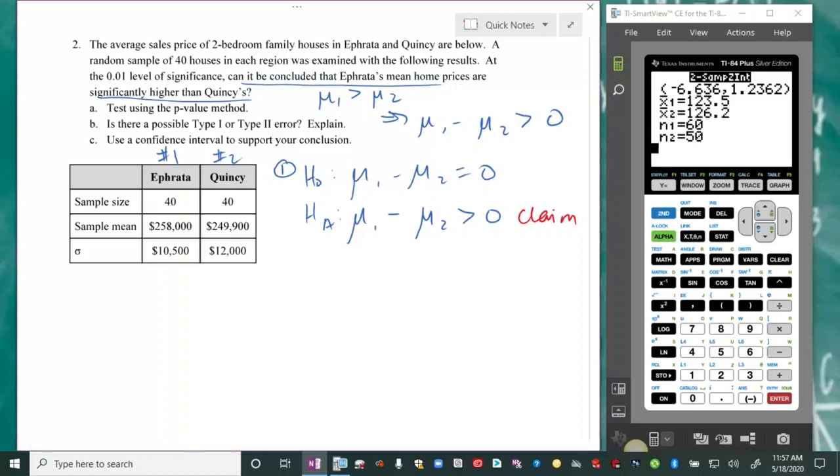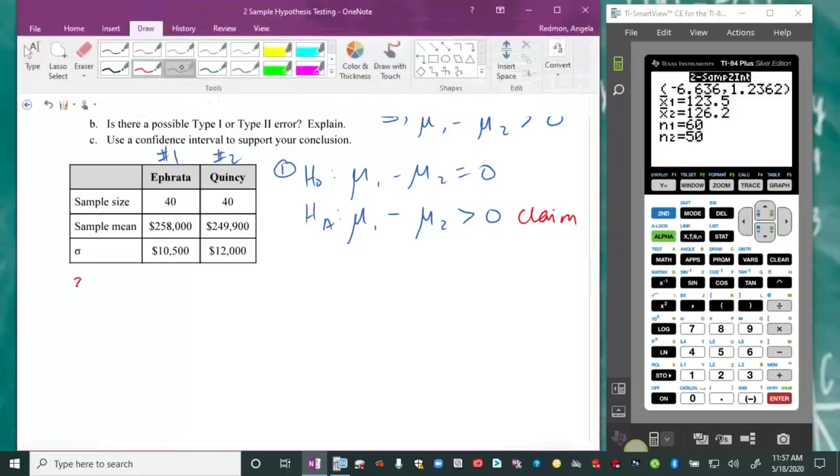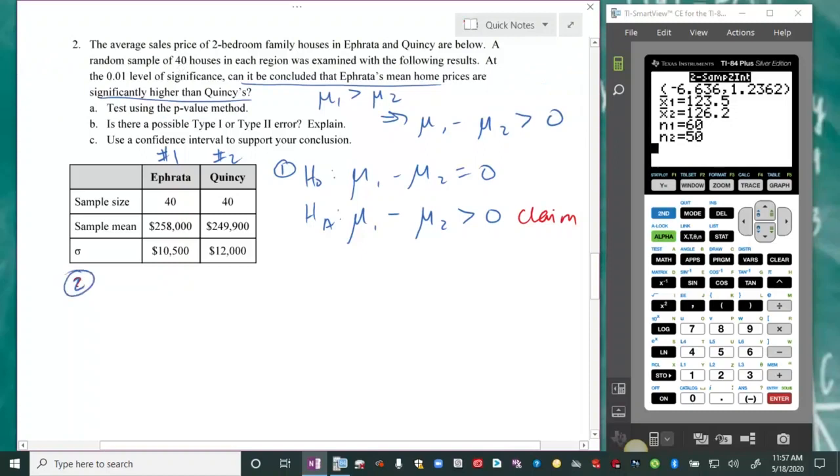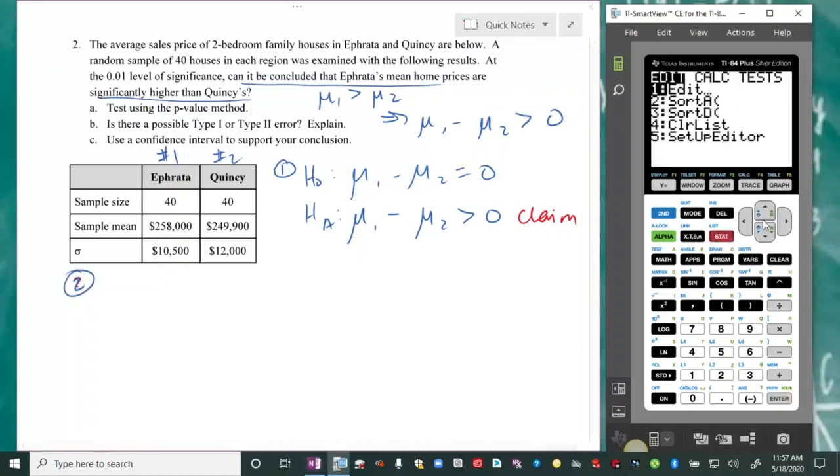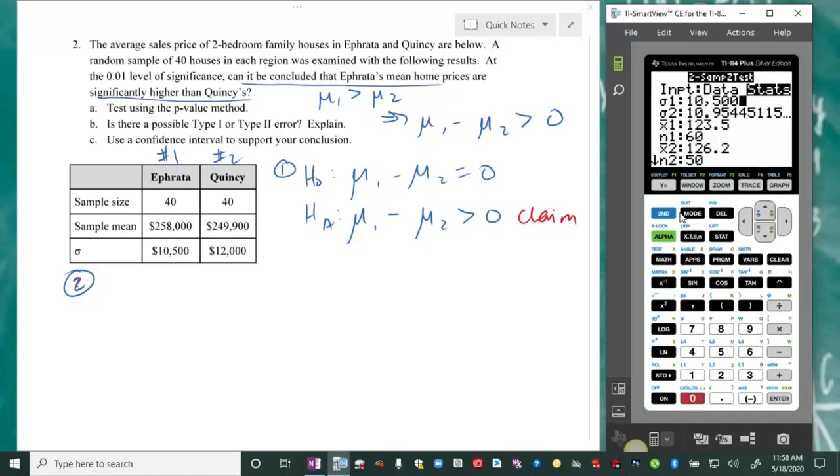Let's say I'm using a p-value method, so I can just go right into the p-value, step number 2. For my p-value, I'm going to use my calculator to get there. So I'm going to go to stat and then tests. This is another 2 proportion z-test. Enter. I want to go ahead and enter these values in. I was given the population standard deviation, which is great. So I've got 10,500. Oop, I don't want a comma there, do I? 10,500. And then my second standard deviation is 12,000.